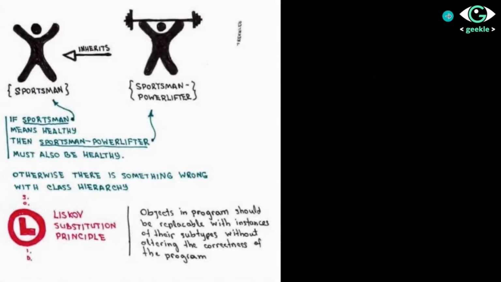For example, consider a class hierarchy where Sportsman is the base class and Powerlifter inherits from it. All sportsmen are healthy, which implies that powerlifters are also healthy. However, if a Sumo Wrestler inherits from Sportsman, this breaks the parent class assumption, as sumo wrestlers may not be considered healthy. So here is the meme.